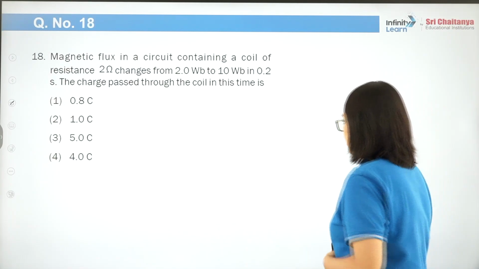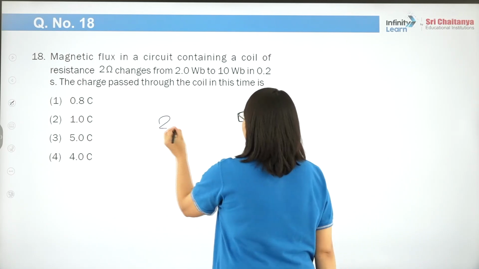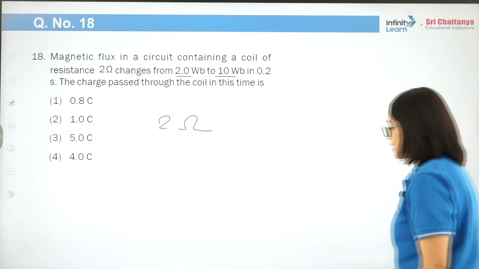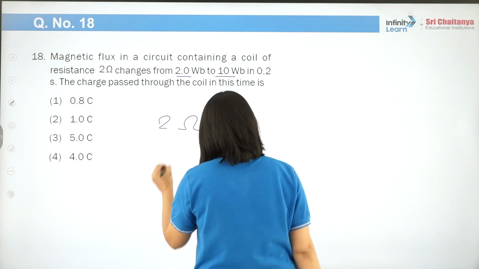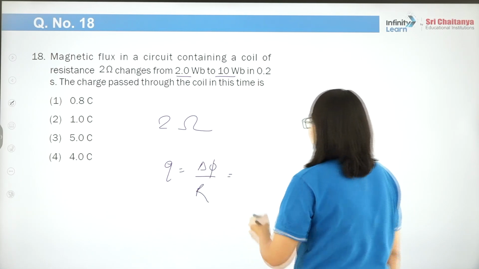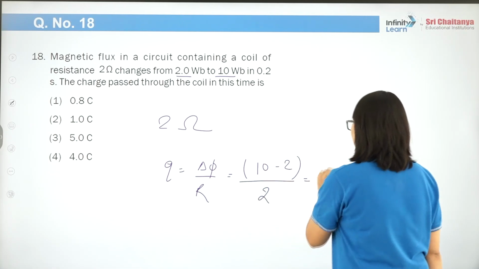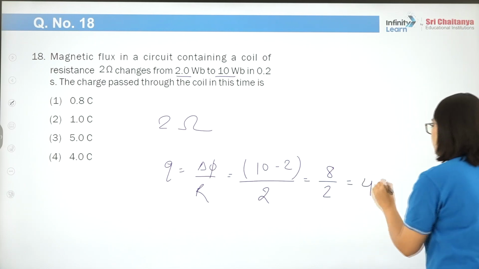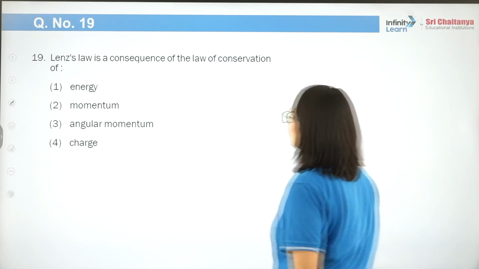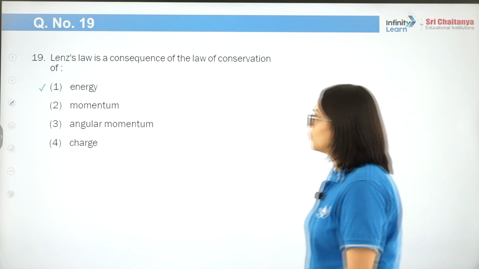Next is question number 18. The magnetic flux in a current-containing coil of resistance 2 ohm changes from 2 Weber to 10 Weber in 0.2 second. The charge passed through the coil in this time will be. So over here the charge passed is delta phi upon R. Delta phi is the change in flux, that is 10 minus 2, divided by R, which is 2. So this will be 8 by 2, which is 4 coulomb. So the correct answer is option 4. Question number 19. Lenz's law is a consequence of the law of conservation of energy, right? So this is option 1.